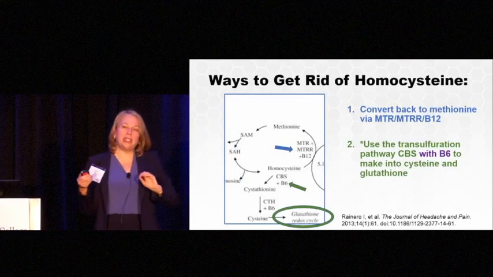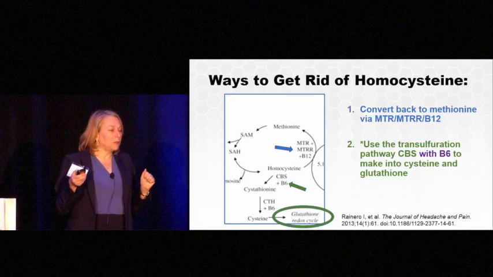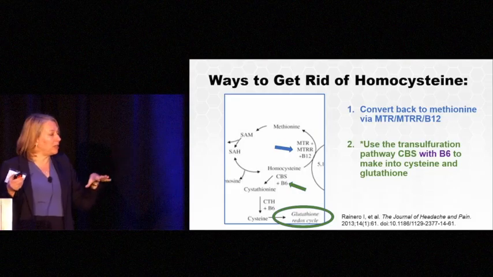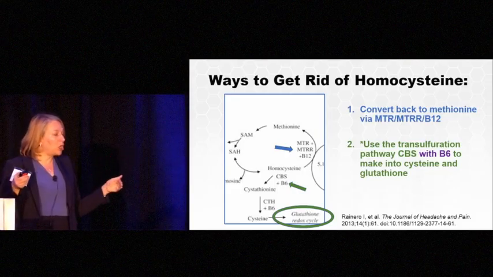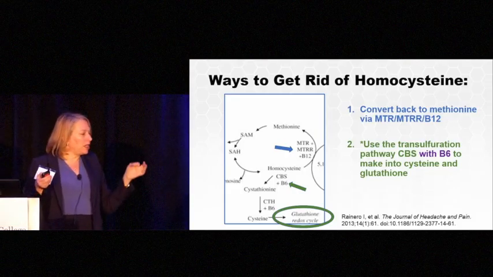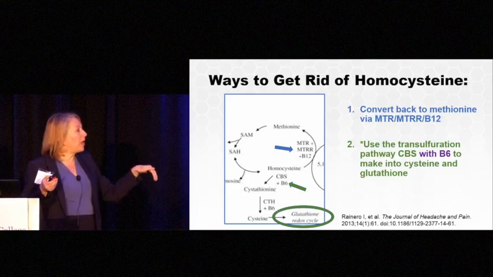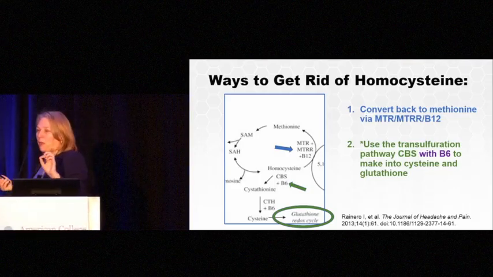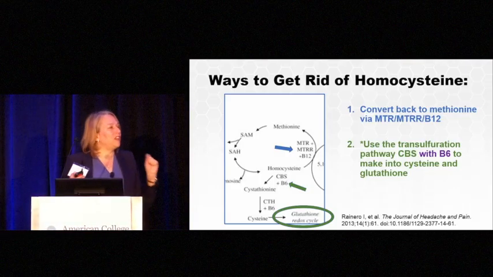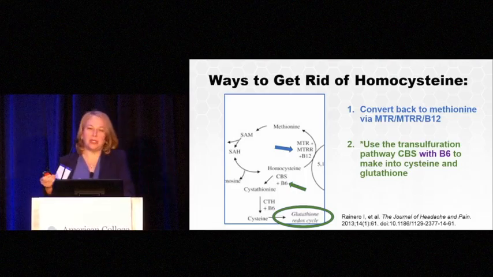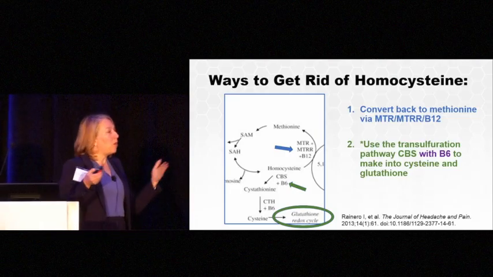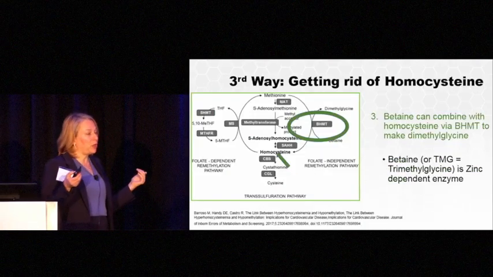And so we have three ways, basically, to get rid of homocysteine. One is we can convert it back to methionine via MTR and the MTRR, and that's with B12 as a cofactor. Or we can go down the transsulfuration pathway with CBS, and then if you have a lot of variance in that CBS pathway, you're going to want to make sure they have enough B6 because that's a B6 dependent pathway. And if they don't have enough B6 and that pathway is already working poorly, it's going to work less well, and they won't be able to make their cysteine and their glutathione.